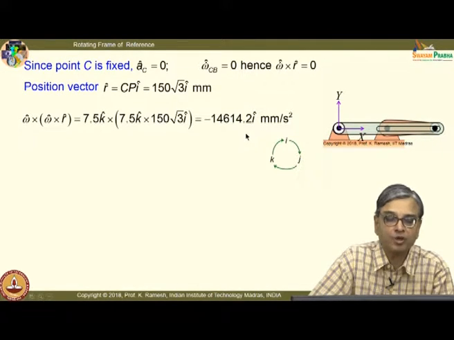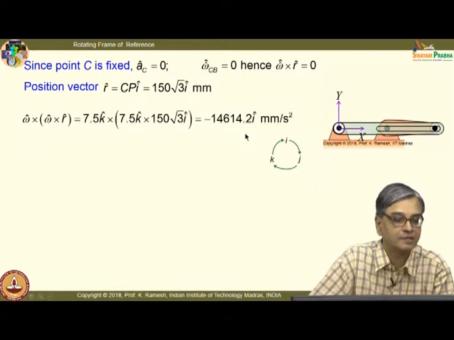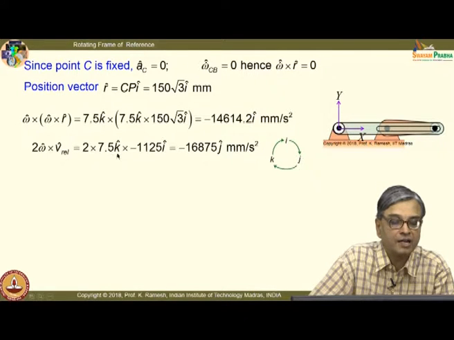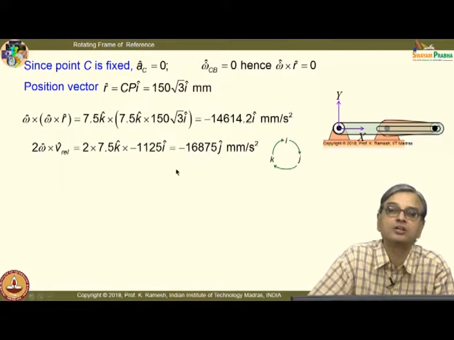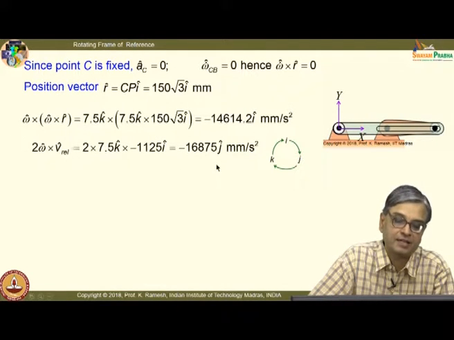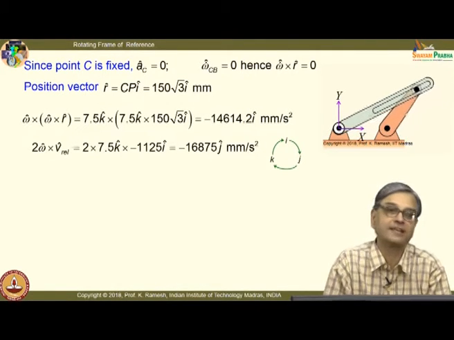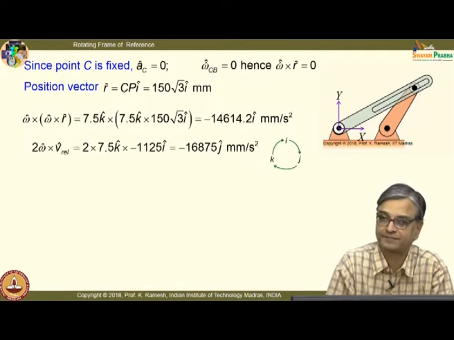Now, we will also look at the term involving Coriolis acceleration. I have 2 omega cross v rel, and I have this as k cross i. So, I get this as j. I get the value as minus 16875 j millimeter per second square. Usually, this is the component people have failed to observe sitting on the rotating frame of reference, and you need to understand how this component is reflected in the mechanism, what is its direction.